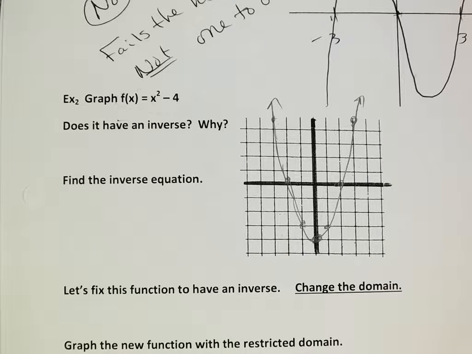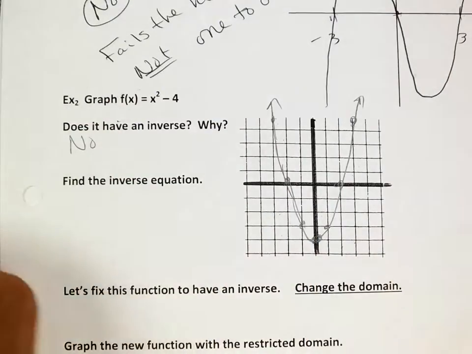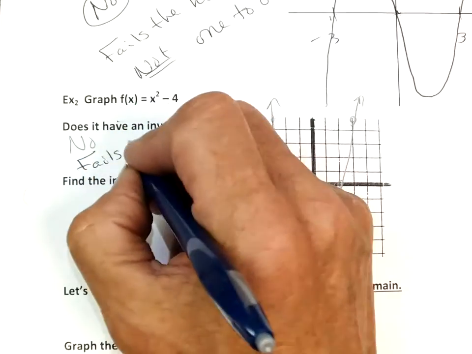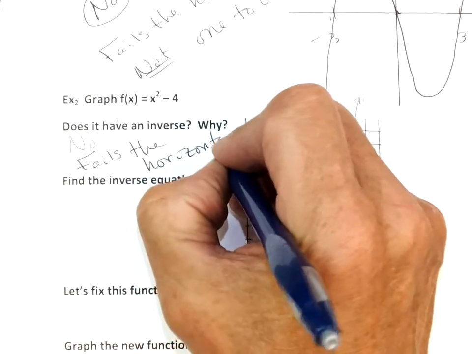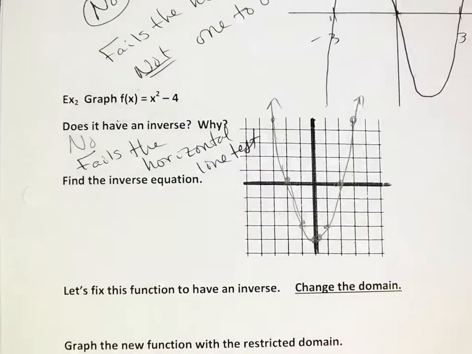Does it have an inverse? No, right? Same thing. It fails the horizontal line test. Okay, everybody okay with that? I mean, it's not going to work. Everybody agree?